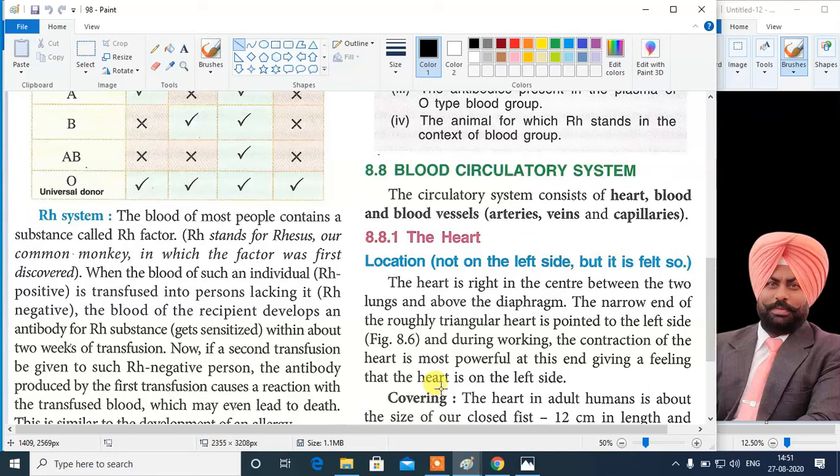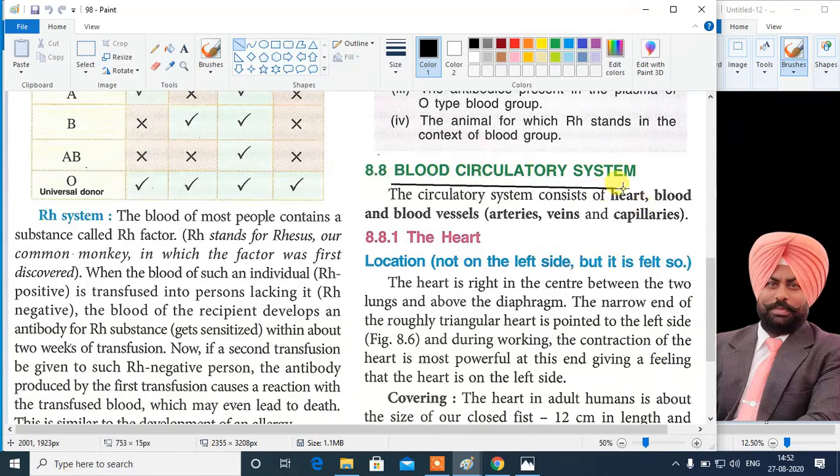In this video, we are going to discuss a few topics from chapter 8, that is the circulatory system, from the book Concise Biology, class 10th. And the topic which we are going to discuss now is the blood circulatory system.